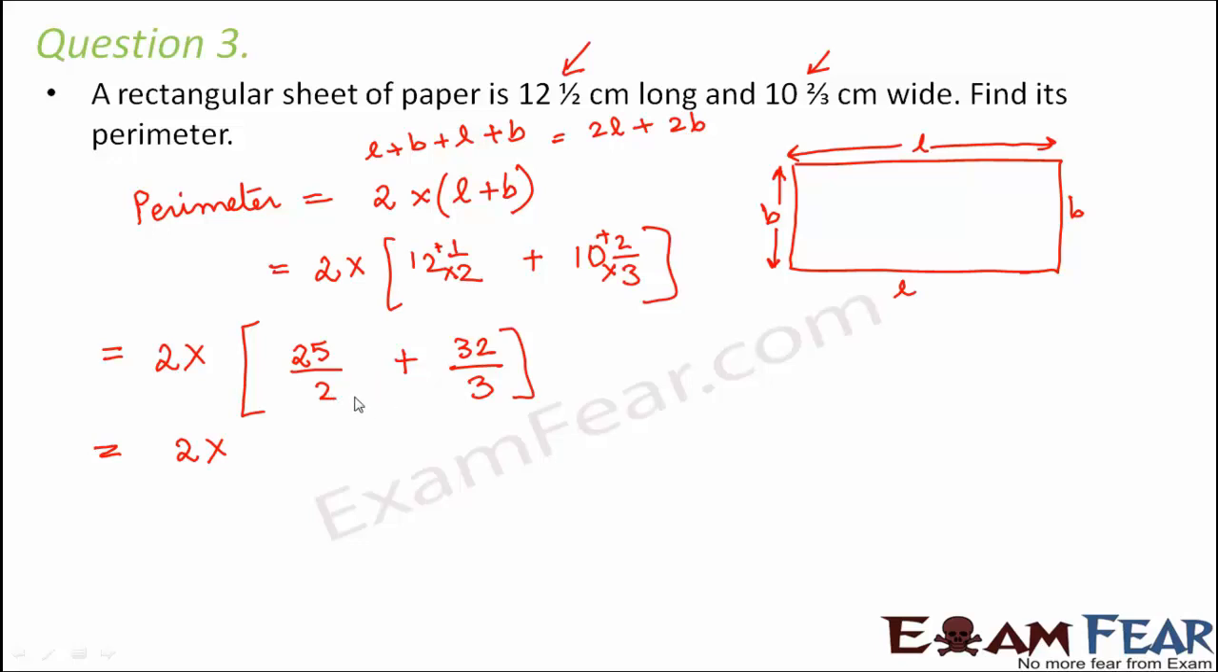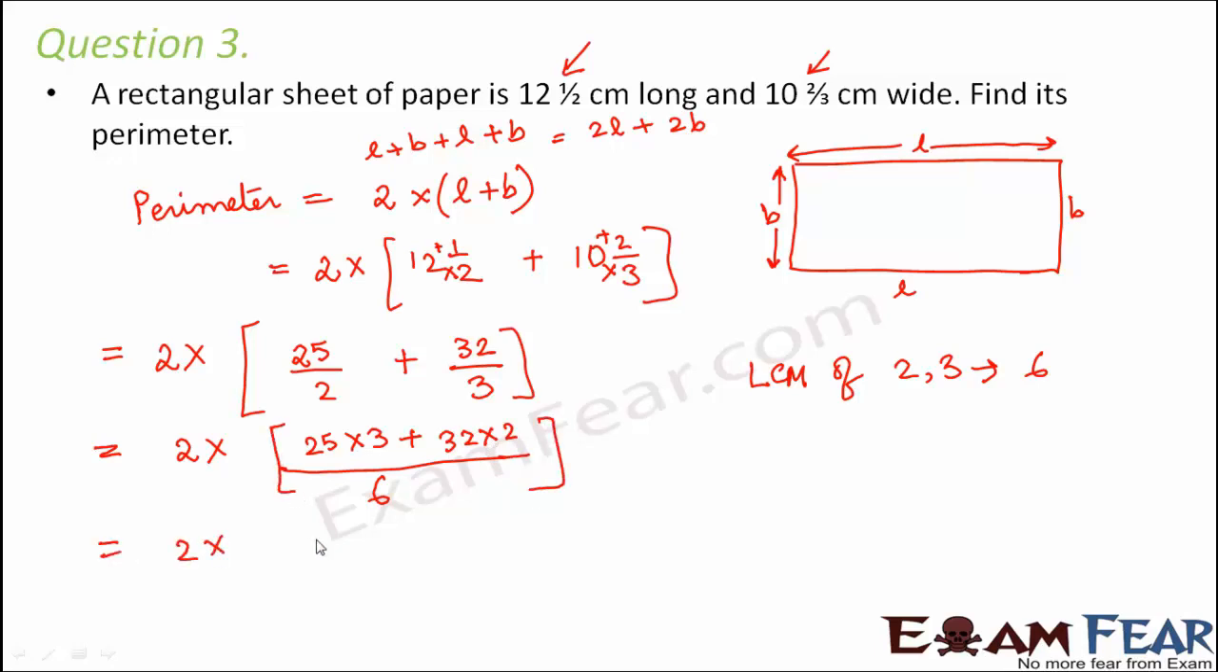So now what do we do? How do we add these two fractions? Look at the denominator. They have different denominators. So we will find out LCM of 2 and 3. So LCM of 2 and 3 is equal to 6. So therefore the denominator will have 6. 2 into 3 is equal to 6. Therefore 25 into 3 plus 3 into 2 is equal to 6. Therefore 32 into 2.